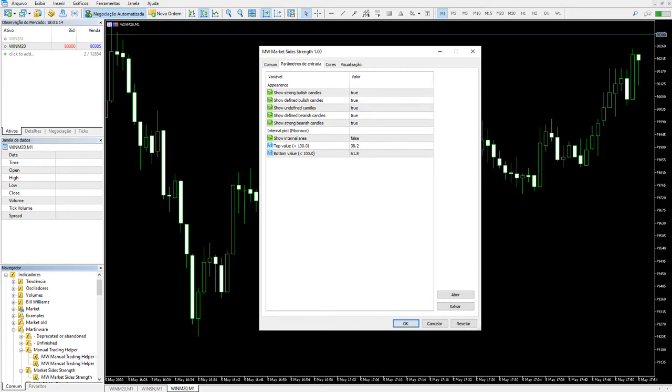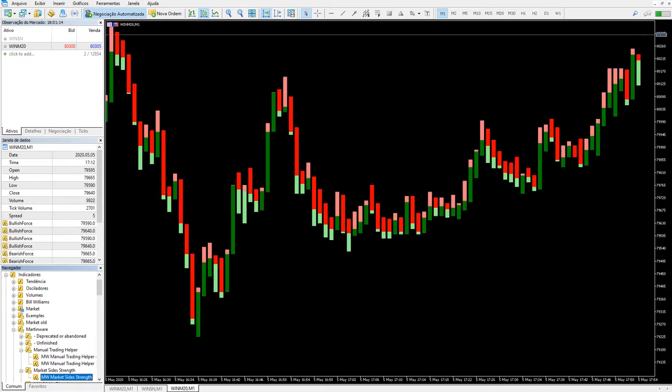This is the input parameters. We will have a closer look soon. And this is the initial appearance of this indicator. Now, as you may have noticed, it is an indicator of the same family of the Heiken-Ashi kind of indicator. That is, it aims to show the candlesticks in a different way than the traditional one.